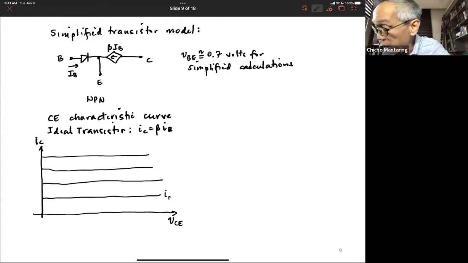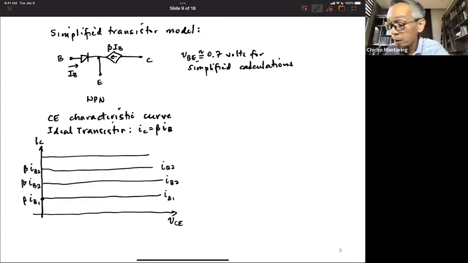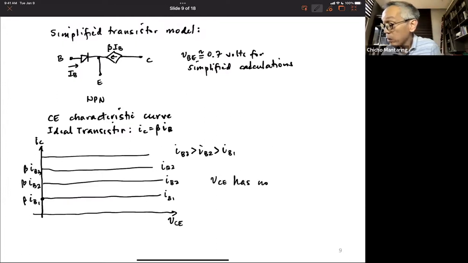So for example, if this is IB1, then the value of IC will be beta times IB1. This is IB2, which is going to be beta times IB2, and so forth. IB3, this is beta times IB3, where IB3 is greater than IB2 is greater than IB1. And notice that VCE has no effect on IC. If this were a PNP transistor, instead of VCE, this will be VEC. That's the only difference.